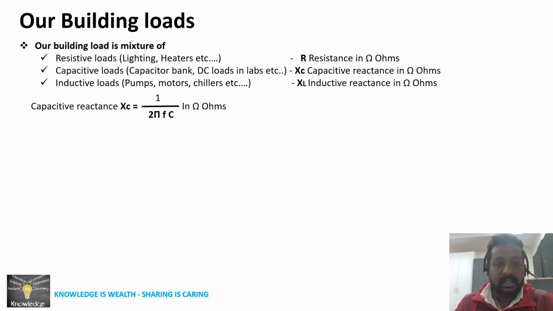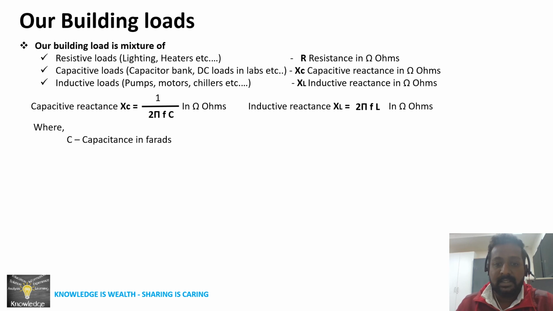For capacitive reactance XC, the formula is 1 divided by 2 pi FC, where F is frequency and C is capacitance in Farads, and pi is a constant. Next is the inductive reactance. For calculation, it is 2 pi FL, where 2 and pi are constants, F is frequency and L is inductance measured in Henry.